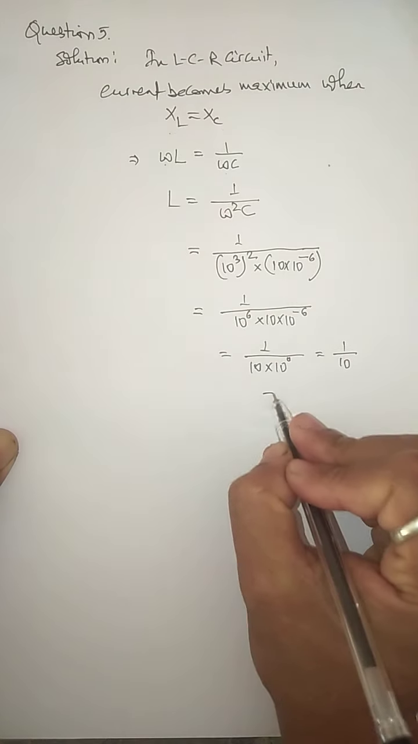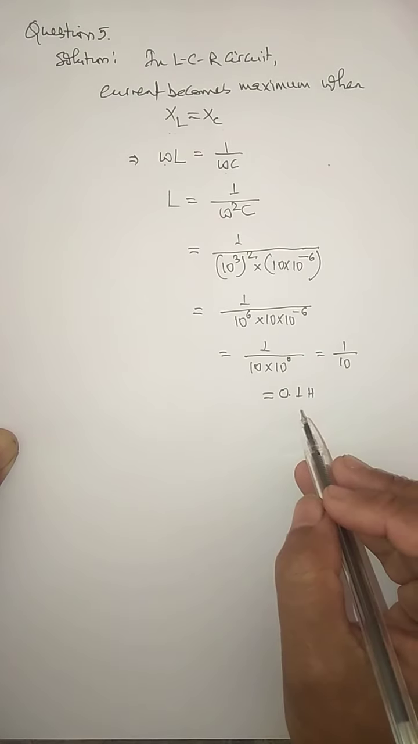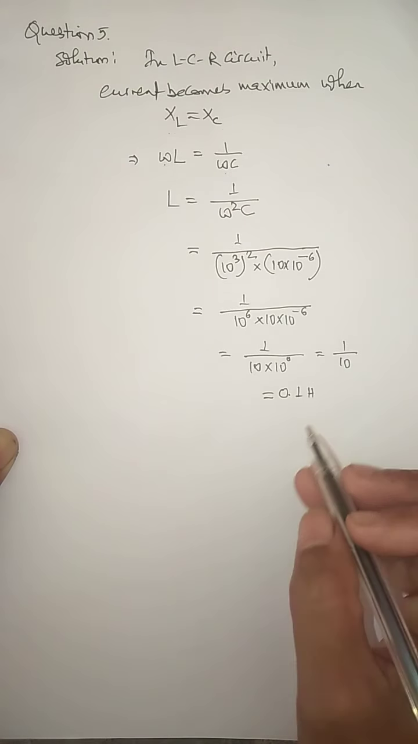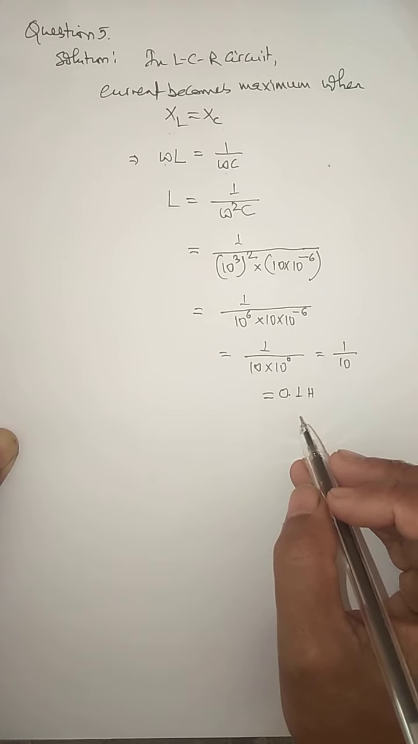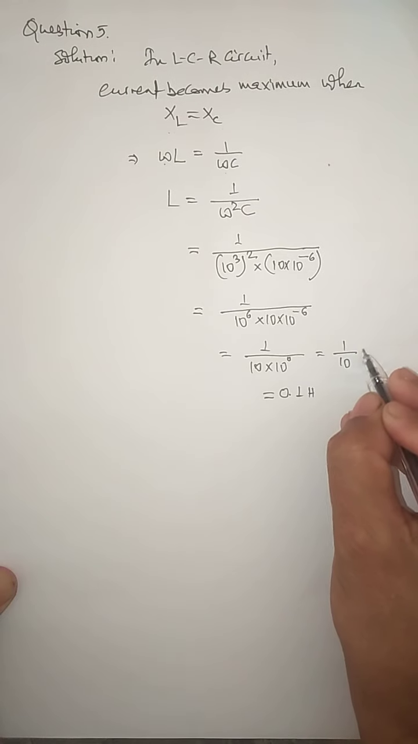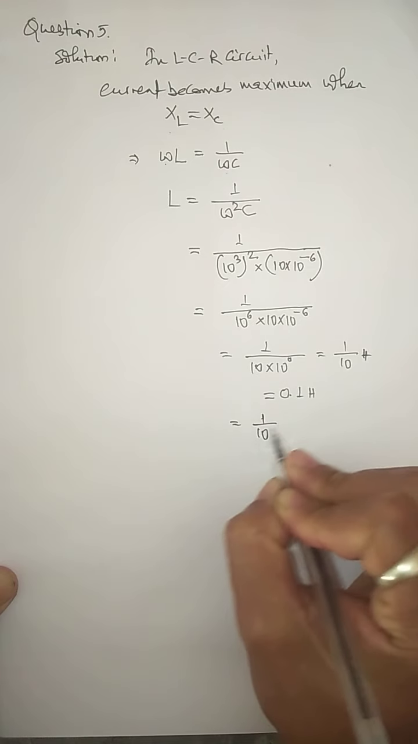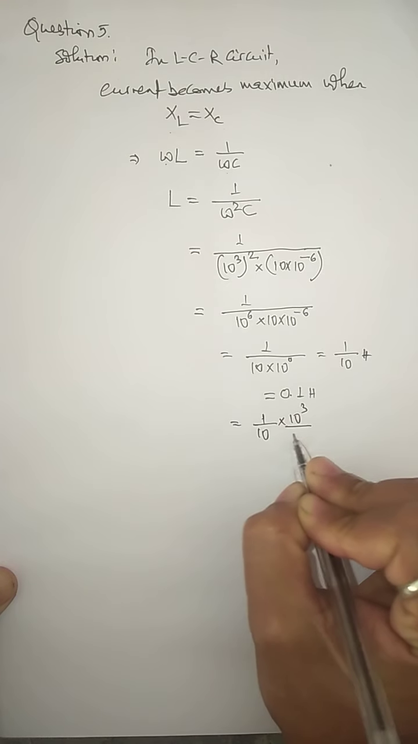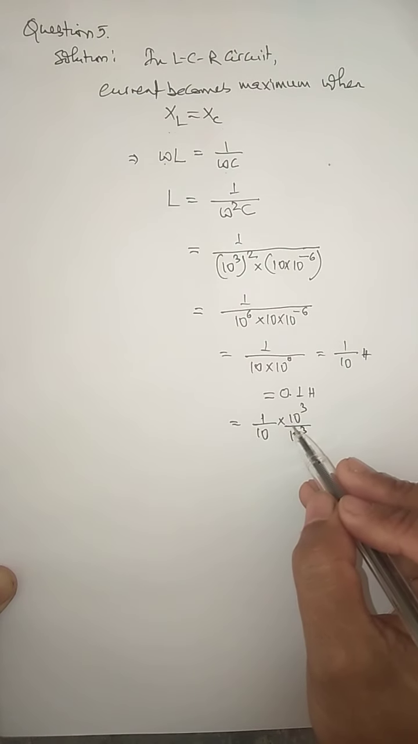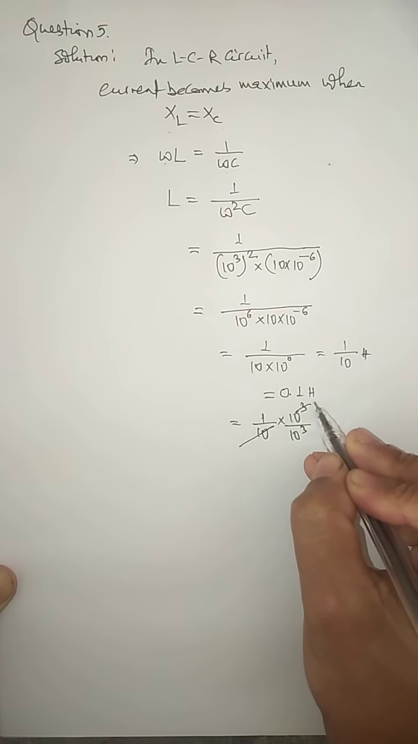So 1 by 10 means how much? 0.1 Henry. But in the question, you don't have an option of 0.1 Henry. Your options are given in millihenry, so we can convert this into millihenry also. I will do it this way: 1 by 10 Henry, so let me just write 0.1 Henry. Let me also write it this way: 1 by 10. The 10 to the power 3 I multiply and 10 to the power 3 I divide. If I multiply by 10 to the power 3 and divide by 10 to the power 3, then the 10 and one 10 to the power 3 cancel out.